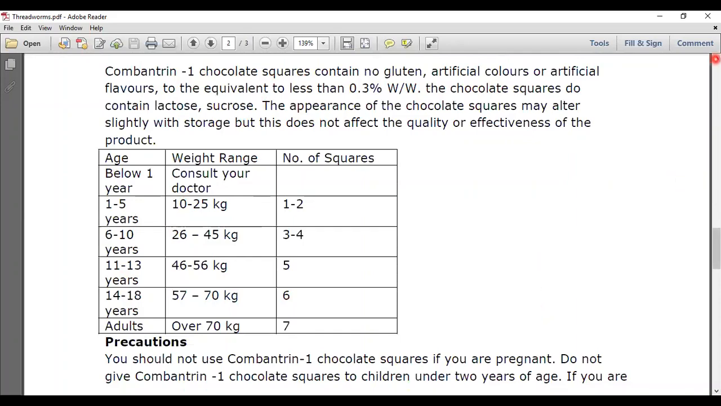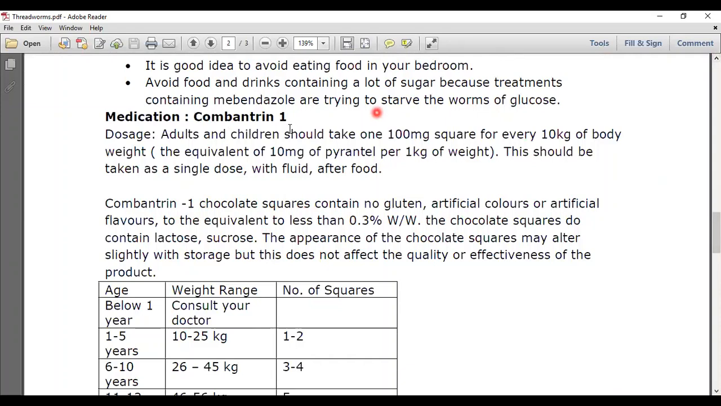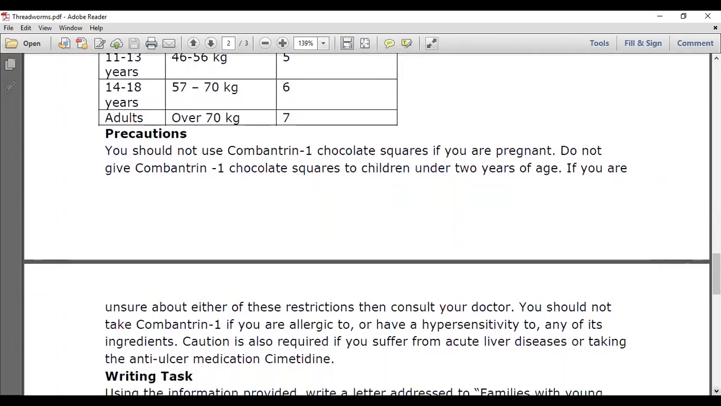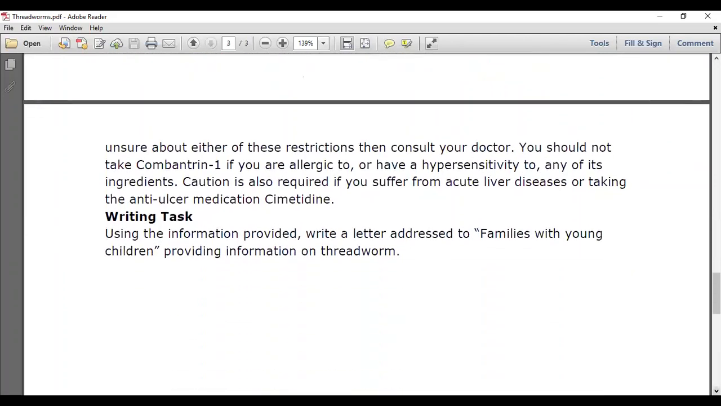But as far as you are writing to the parents, parents will not be deciding the dosage. You will be instructing them to contact the pharmacist for the appropriate dose. So you won't need to give this information about the dosage. Then when not to use: if it is pregnancy, and it should not be given to children younger than 2 years. And it's very clearly given. If you are unsure about either of these restrictions, then consult your doctor.